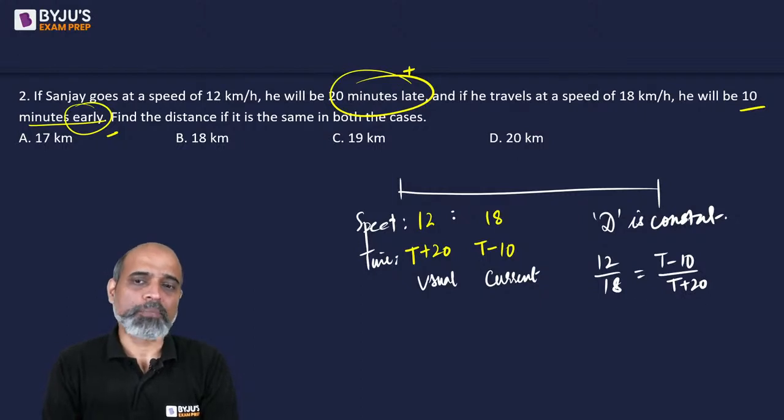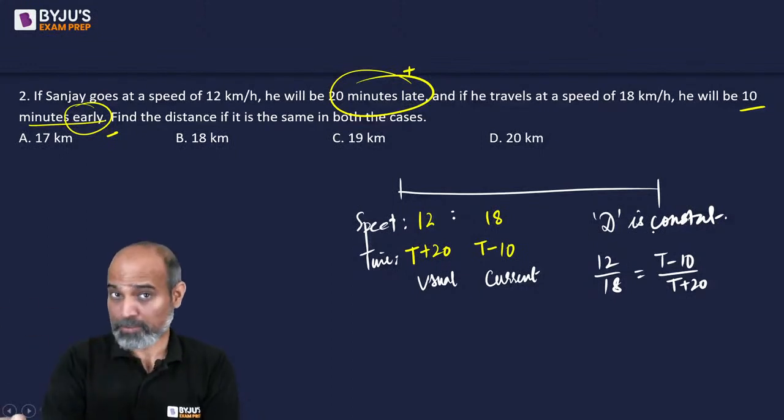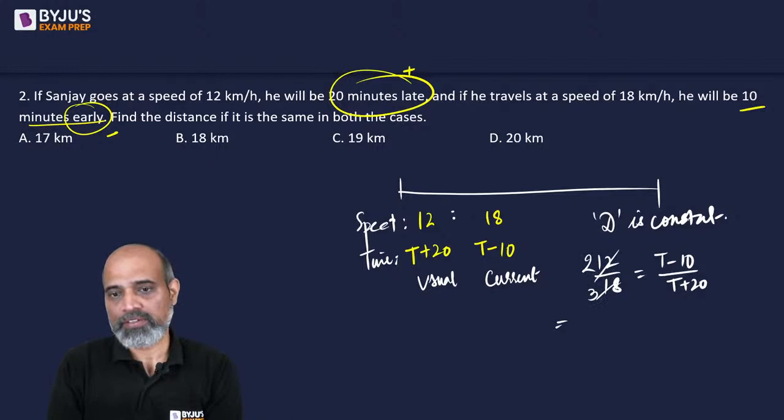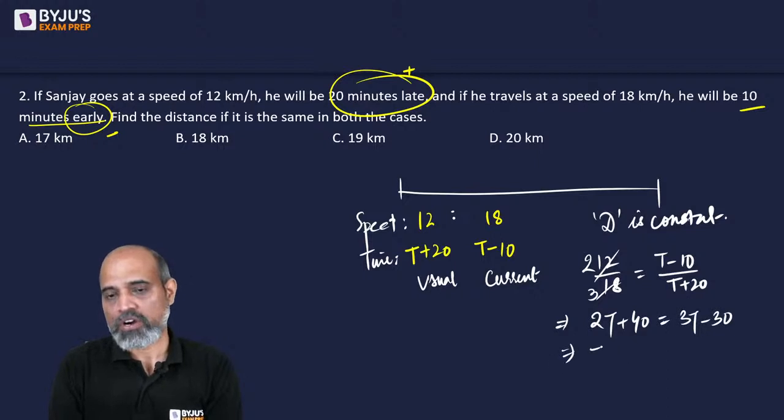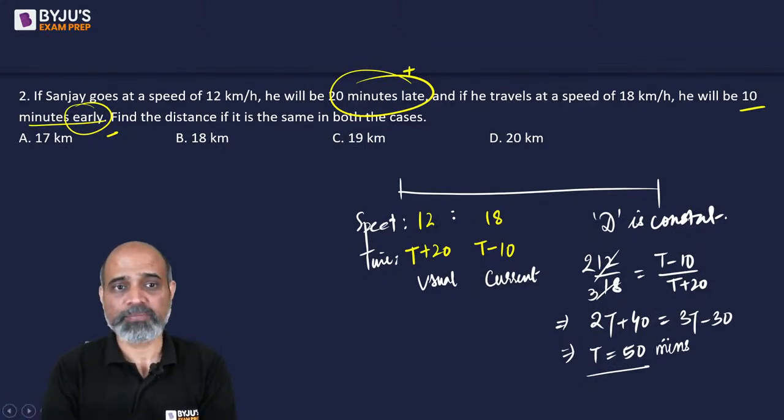Or if you use common sense, 12 will be less than 18. So t minus 10 is less than t plus 20. So the numerator should look like the numerator, isn't it? If you solve this, we will get 2t plus 40 is equal to 3t minus 30, or t is equal to 50. So 50 here is obviously minutes, because we assumed everything in minutes. T is in minutes, 10, 20 are also in minutes.